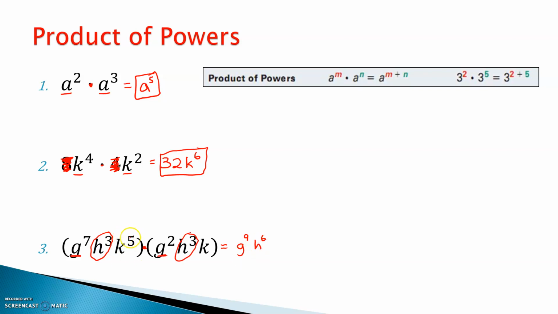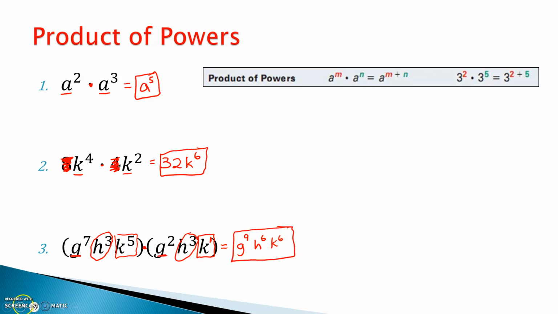All right, the last one here was the K's. K to the 5th times k to the what? There's technically a 1 there. So what do I do with the 5 and the 1? We add them and we also get k to the 6th power. So there you guys have it.